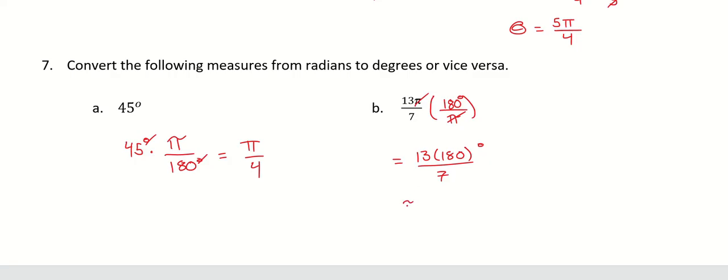Now, if you have a calculator handy, which I imagine you do because the last problem required one, if you do this calculation, we wind up getting approximately 334.2857 degrees. And each of these, I'll tell you, is worth 2 because I want to see, are you actually doing the conversion rather than just blindly checking the unit circle? And did you get the right answer?